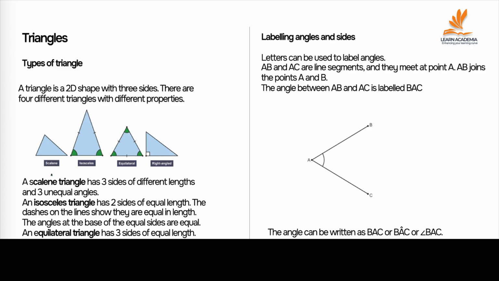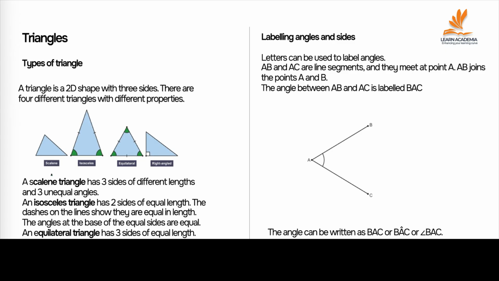Now it says a triangle is a 2D shape with three sides. It says there are four different types of triangle, of course with different properties. We have the scalene, the isosceles, the equilateral, and the right angled triangle. Now, looking at each of their properties one at a time, it says a scalene triangle has three sides of different lengths and three unequal angles. So this is a uniqueness for the scalene triangle.